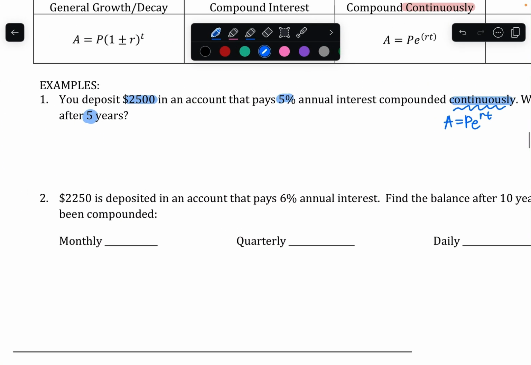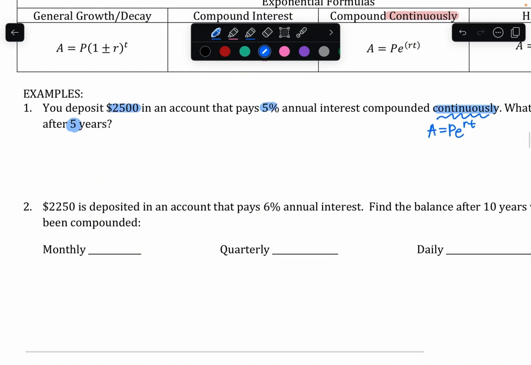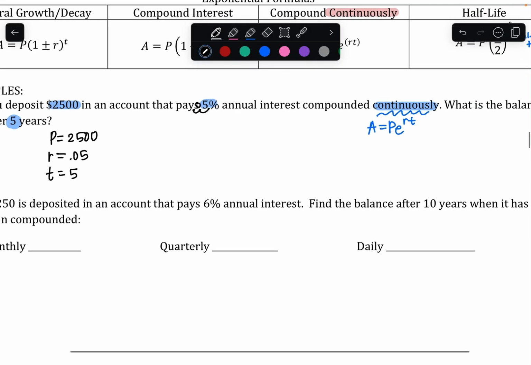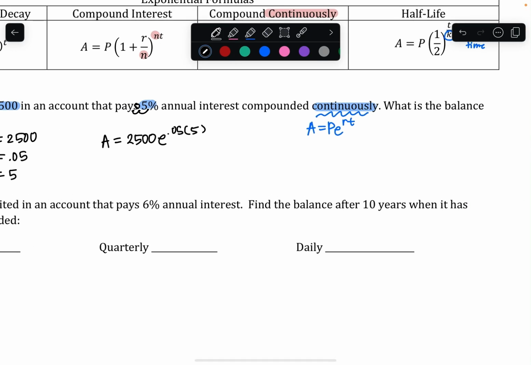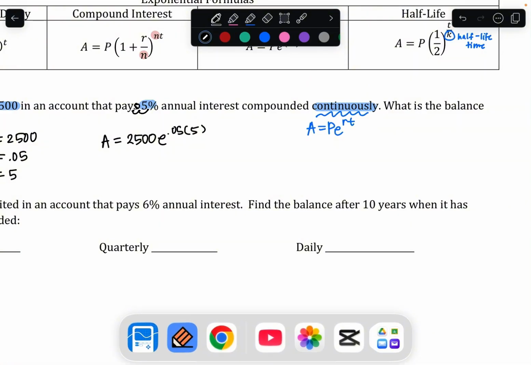All right, and so our given information is our present value is $2,500. Our R value is 0.05. T is 5. And that is all we need for the formula. So A equals P times e to the rt, just filling in those values. And so that is what we would type into our calculator.